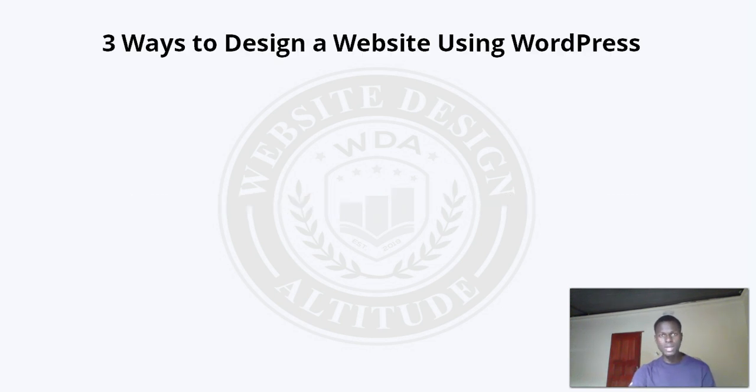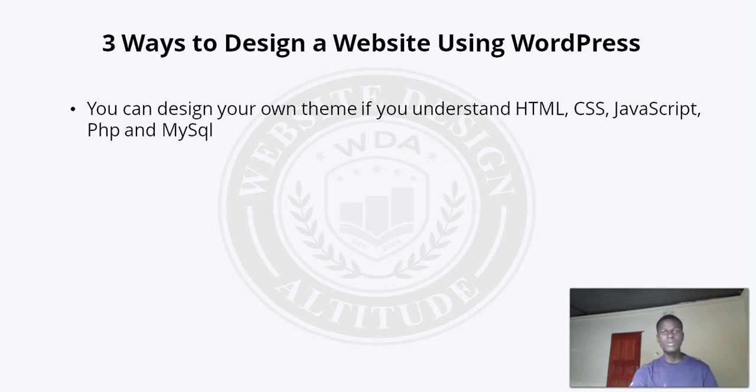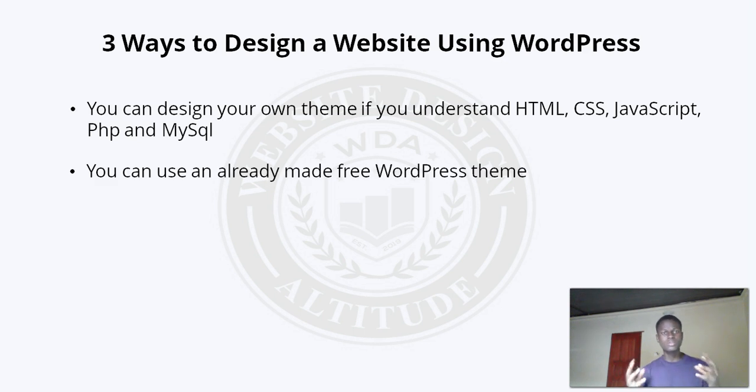So there are three ways you can design a website using WordPress. The first one is you can design your own theme if you understand HTML, CSS, JavaScript, PHP, and MySQL. So if you understand these languages, you can design your WordPress theme from scratch.